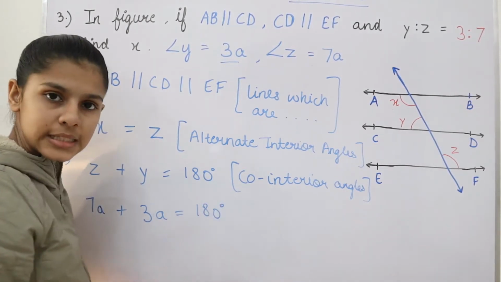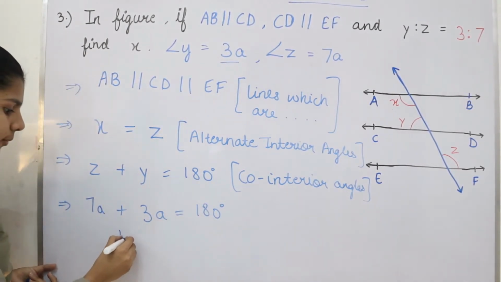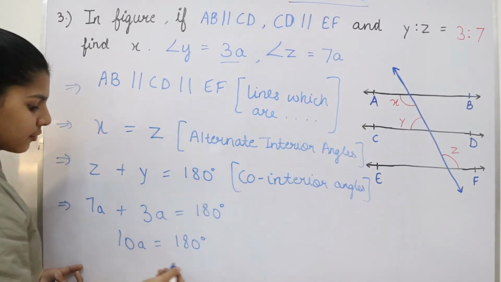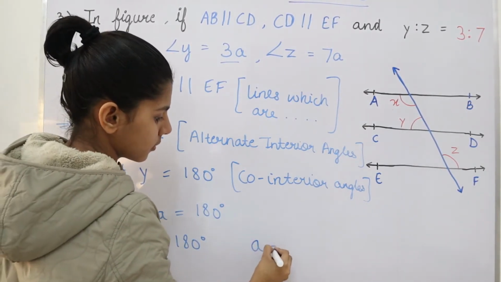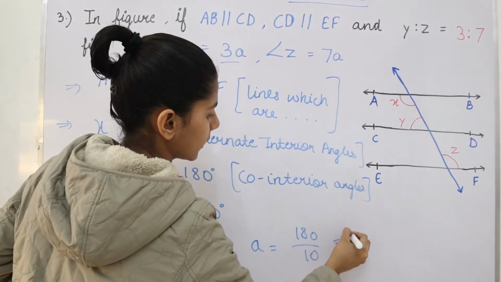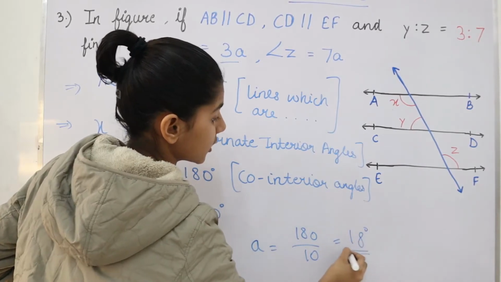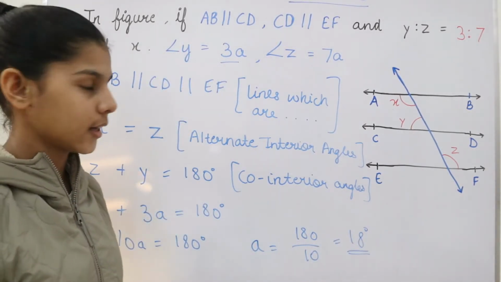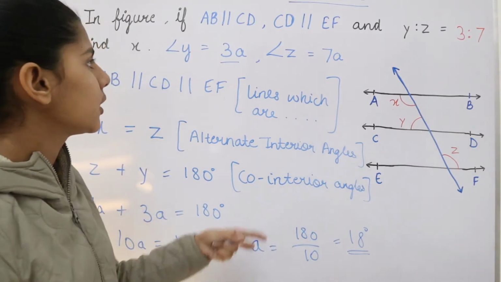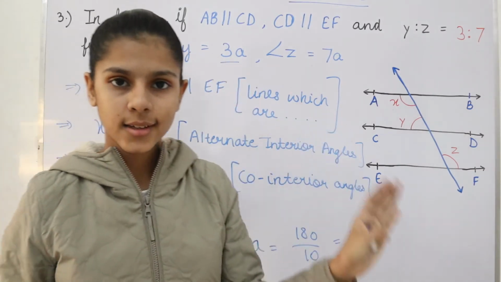So 7A plus 3A, it will be 10A is equal to 180 degree, and the value of A will be 180 divided by 10, which will be 18 degree. So this is the value of A. Now we have calculated the value of A. Now easily we can calculate the value of angle Y and angle Z.